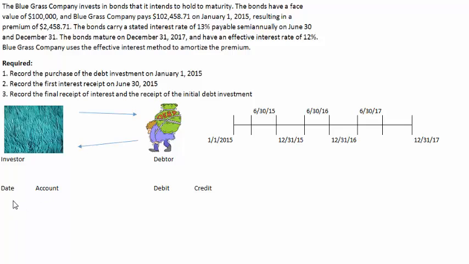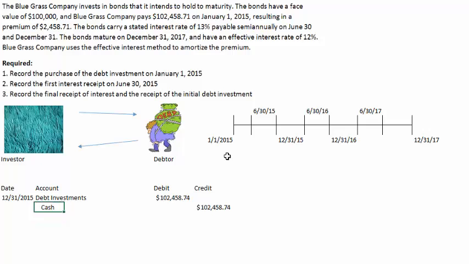Okay, so now with that in mind, what's going to happen on the date when we purchase the debt, which is 12/31 of 2015, we are going to record an asset on our books called a debt investment. And the value that we put into that debt investment is the entire proceeds we had to pay to purchase the debt, $102,458.71. That's the value that goes into the debt investment, and in exchange we credit cash for the same amount, and that's our entry.